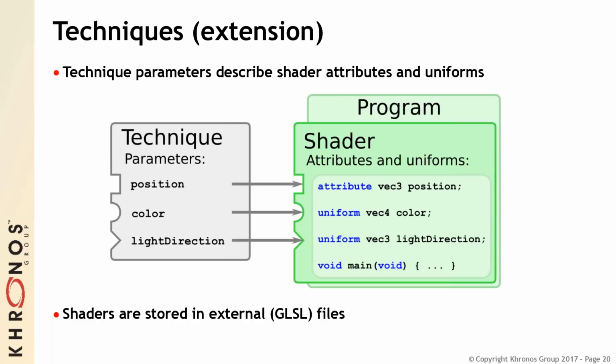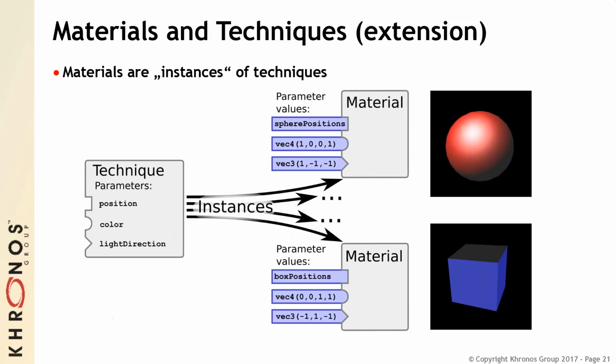A short side note: the actual GLSL shaders are stored in external files, similarly to the binary data and image data. So these external GLSL shaders can be read into strings and directly be compiled with OpenGL. The concept of materials and techniques is, as I mentioned before, that materials are instances of techniques. So one technique defines a set of parameters, and each material is then an instance of this technique where several parameter values are fixed. I've added an example here.